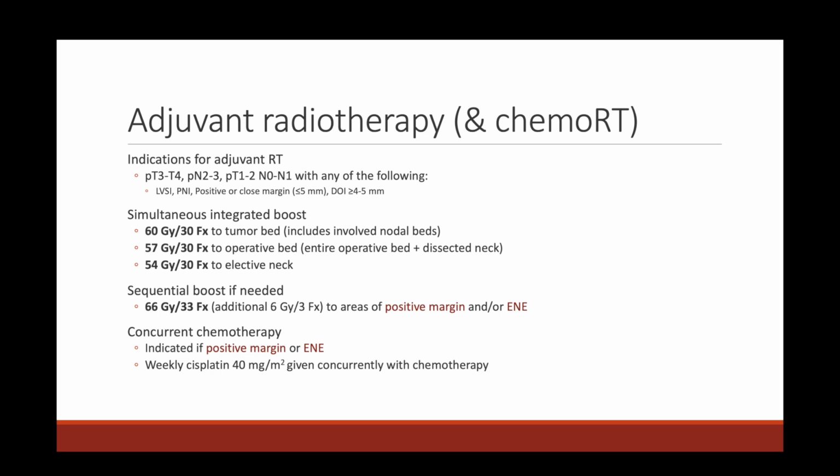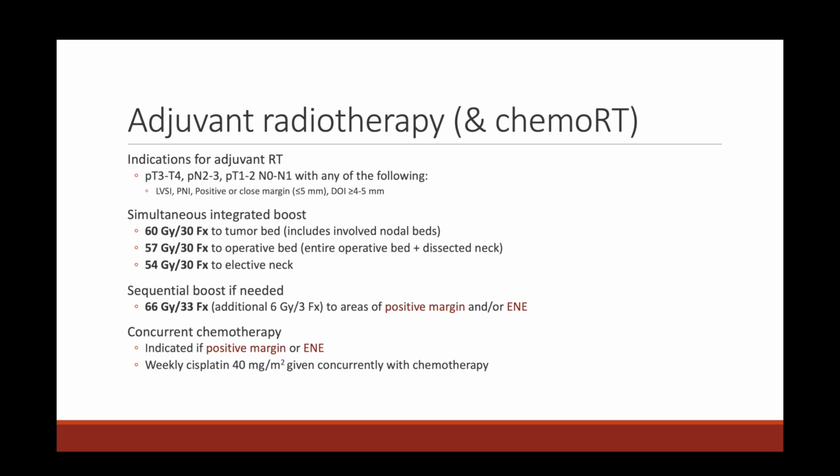And standardly, the dose that we give is 60 gray in 30 fractions in the adjuvant setting. So typically 60 gray goes to the tumor bed, 57 gray can go to the operative bed, so everything that the surgery touched, including the dissected neck, and then 54 gray can go to the elective neck.